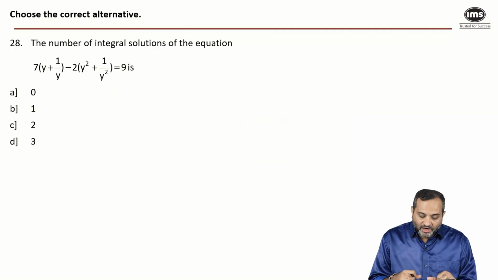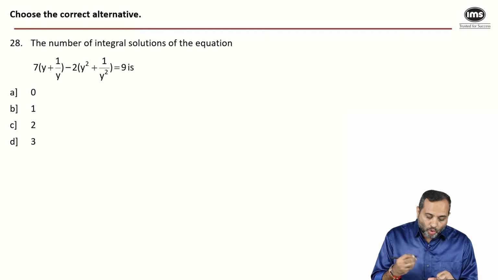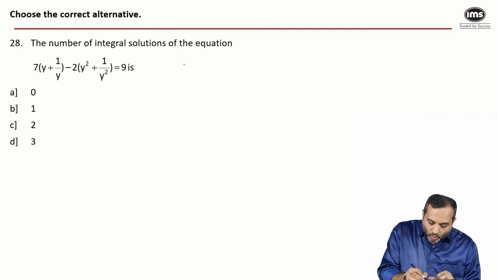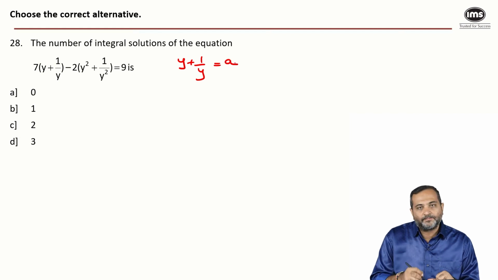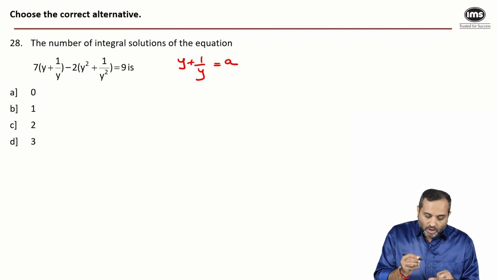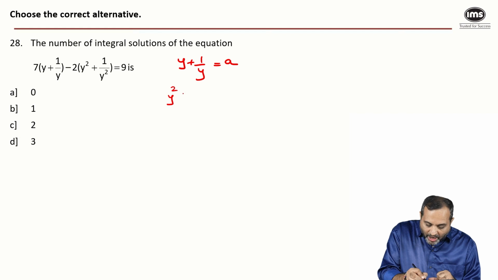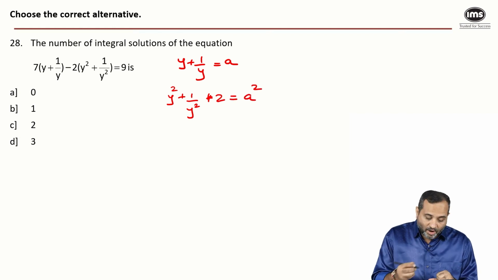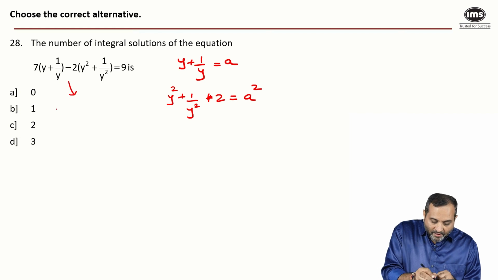Find the number of integral solutions of the given equation. Now, do you see there are so many fractions in this question? So what I do is, let me assume y plus 1 by y is equal to a. So if you square this, what do you get? y square plus 1 by y square plus 2 is equal to a square. Now, what does this equation become? I have taken y plus 1 by y as a.